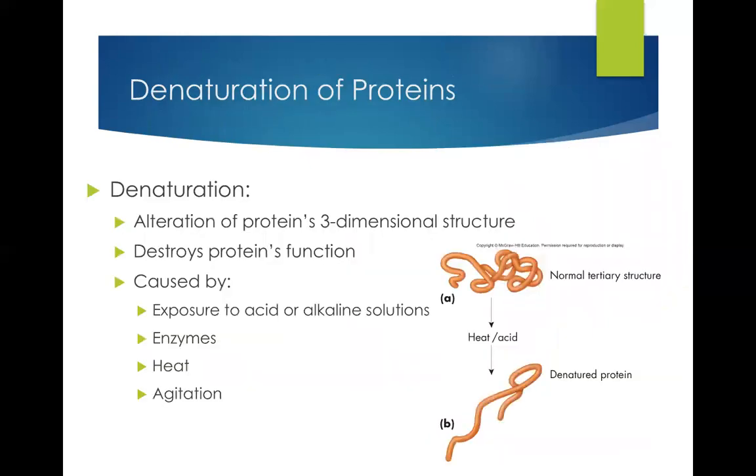Protein denaturation happens when the protein structure is broken, and most protein denaturation is irreversible. Once you break apart the structure, you can't put it back together. I like to think about eggs, because eggs are protein. When you fry an egg, you completely change that structure, and you can't ever reverse that. When you whip egg whites to make meringue or peaks to use in baking, you can't reverse that process because you've broken the tertiary structure. Proteins can be denatured by many different things: acid or alkaline solutions, enzymes, heat, and agitation.